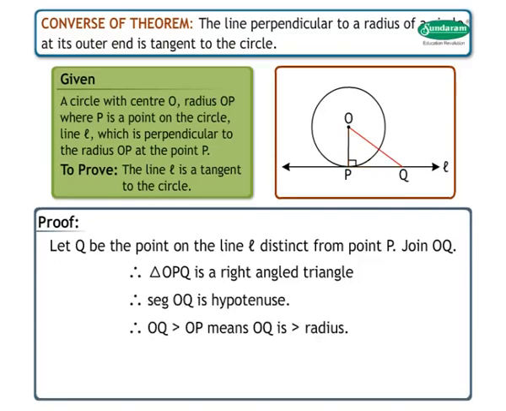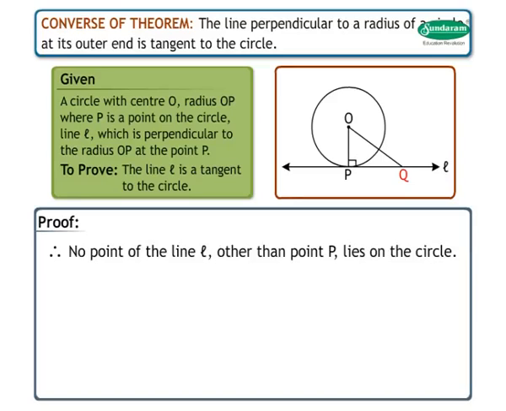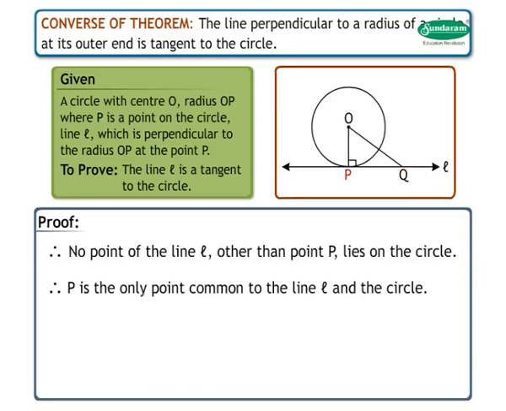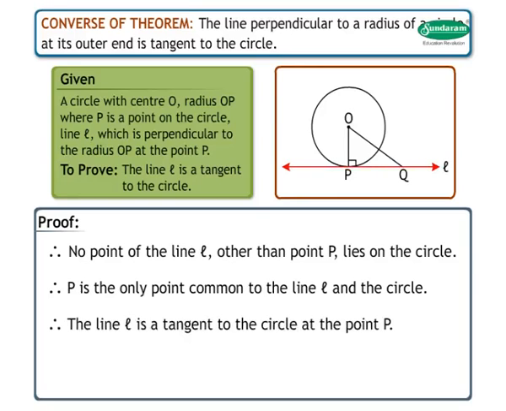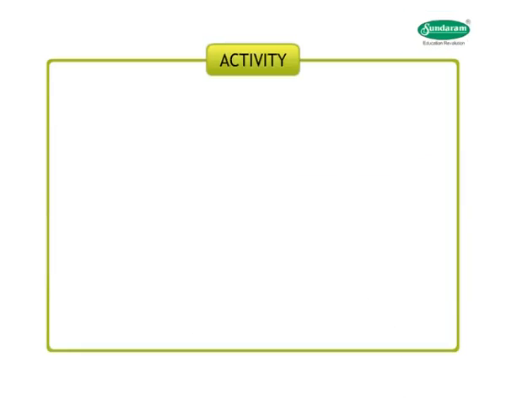Therefore, OQ is greater than OP. That means that OQ is greater than the radius. Therefore, OQ is not equal to the radius. Therefore, point Q does not lie on the circle. No point of the line L other than point P lies on the circle. P is the only common point to L and the circle. Therefore, line L is tangent to the circle at the point P. Hence, the line perpendicular to a radius of a circle at its outer end is tangent to the circle. Let's look at the activity.